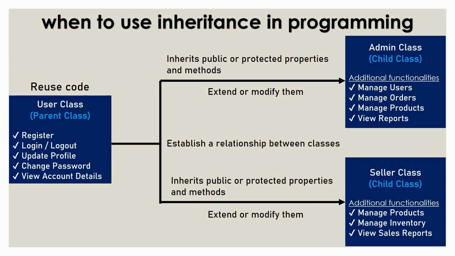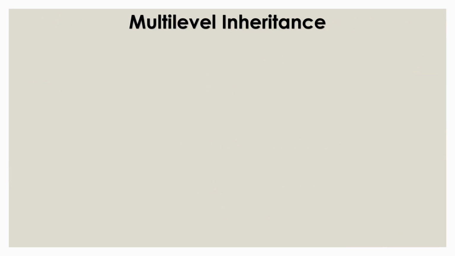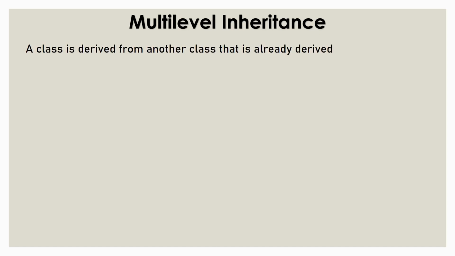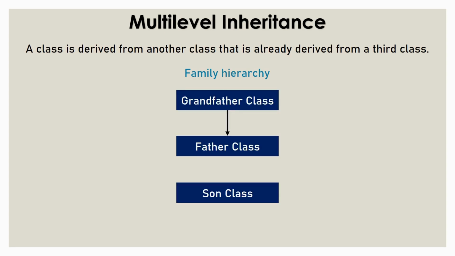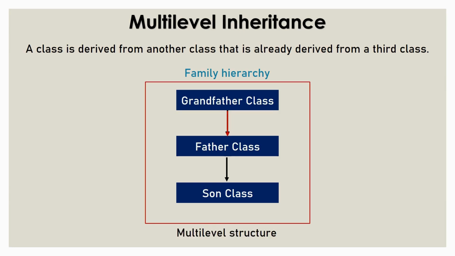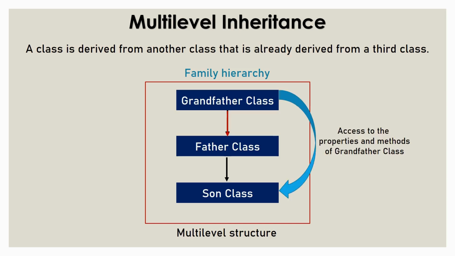Another type of inheritance is multilevel inheritance. This occurs when a class is derived from another class that is already derived from a third class. A simple example is a family hierarchy. The father class inherits from the grandfather class, and the son class inherits from the father class. Here, the father class is already derived from the grandfather class, creating a multilevel structure. As a result, the son has access to the properties and methods of both the grandfather and the father class.